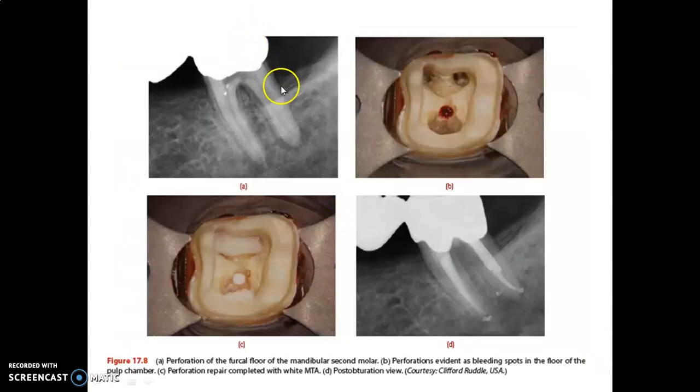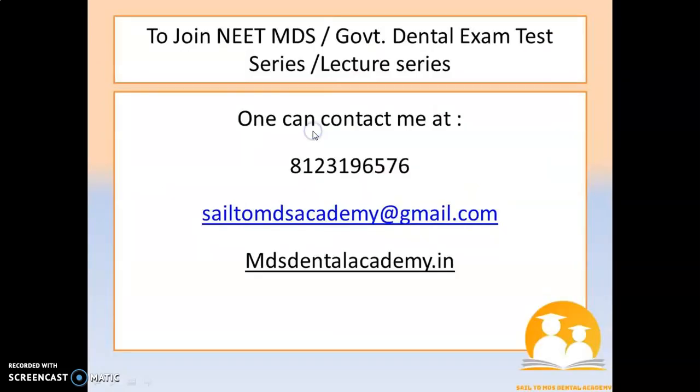Now you can see this classical case from the Clifford Ruddle book. You can see here the perforation has occurred. A small pinpoint bleeding spot is evident, and you know wherever there is a perforation, the bleeding is continuous. Then you can repair the perforation with the help of white MTA or Biodentine. Commonly used nowadays is Biodentine, and then you continue your root canal obturation. So aspirant, these are the few commonly seen troubleshooting problems when you go for your access cavity preparation.